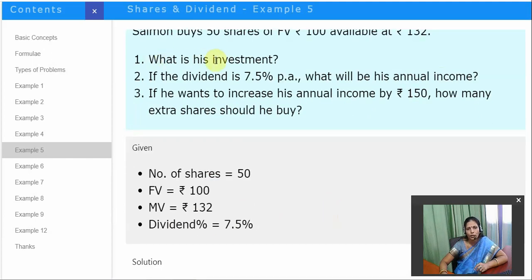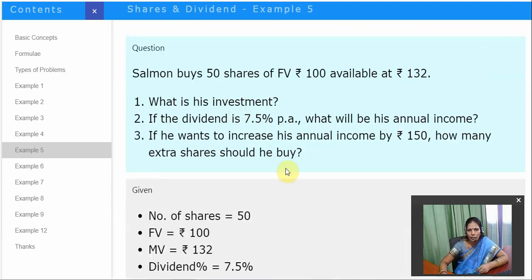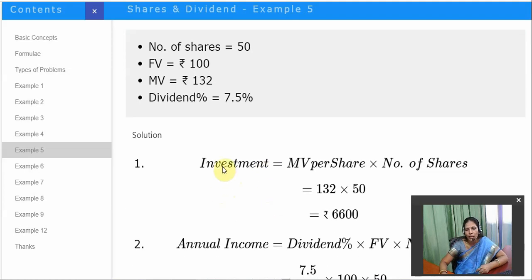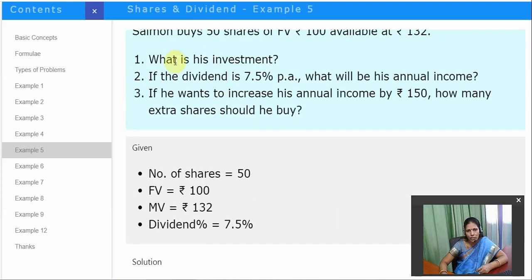You need to find out the investment, the total market value of all the shares. That is the investment. So for the first subdivision, this is the formula: investment is equal to market value per share into number of shares. The market value per share is already given here, so just substitute, and the number of shares is also given directly. So you can substitute and find out the investment. So the first subdivision is over.